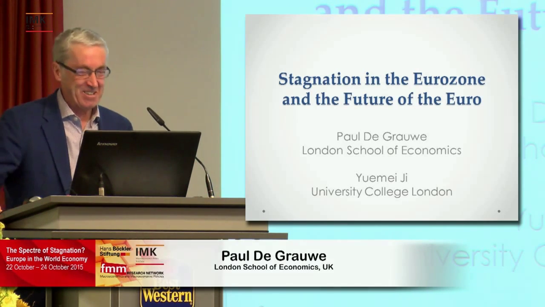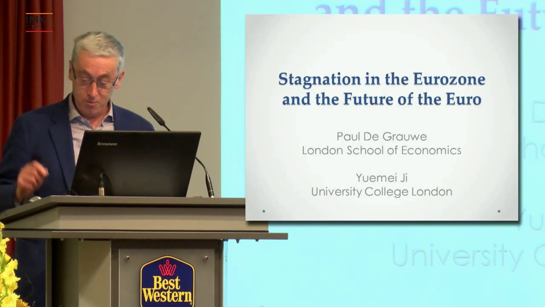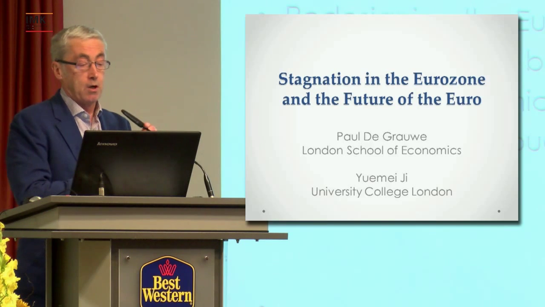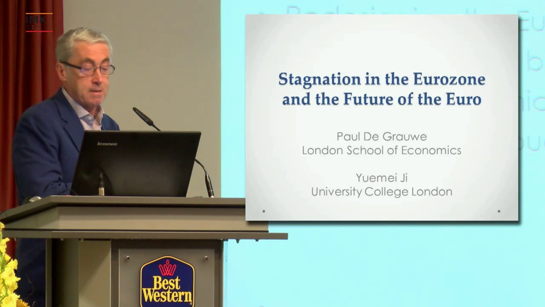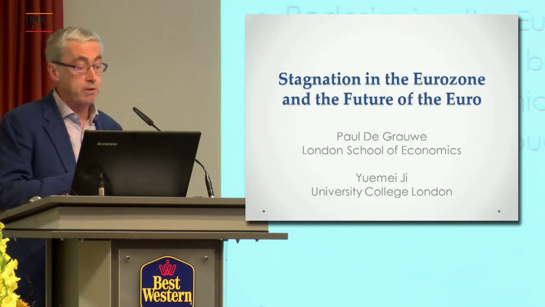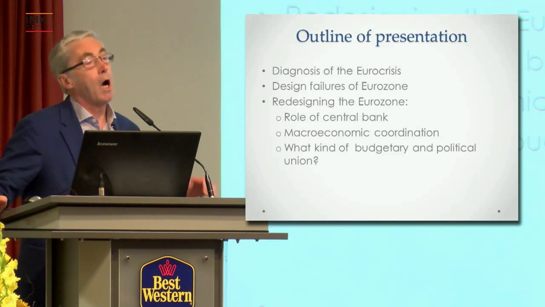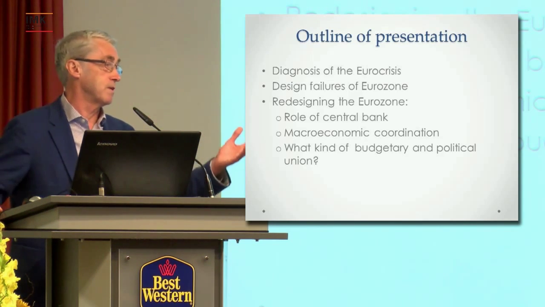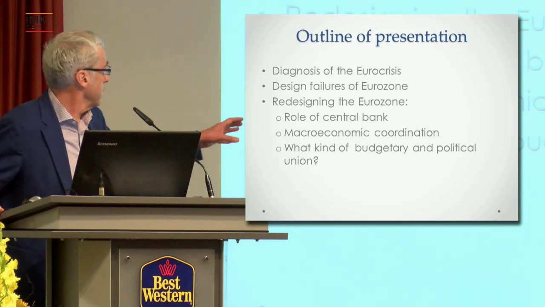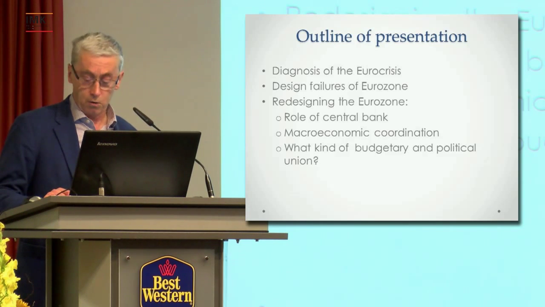Okay. Good. So I will be talking about stagnation in the Eurozone and the future of the Euro. Let me quickly outline what I want to do. First, I want to talk about the diagnosis of the Euro crisis, and I will argue that there's been a lot of misdiagnosis of that crisis. Then I want to turn my attention very briefly to the design failures in the Eurozone. And finally, I want to ask the question, how can we redesign the Eurozone so as to avoid all these mistakes in the future? And I will concentrate a lot on the last item there, the budgetary and political union, because that, I think, is key for the long-run survival of the Eurozone.